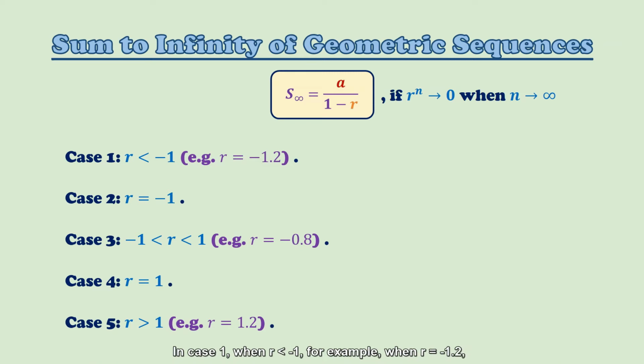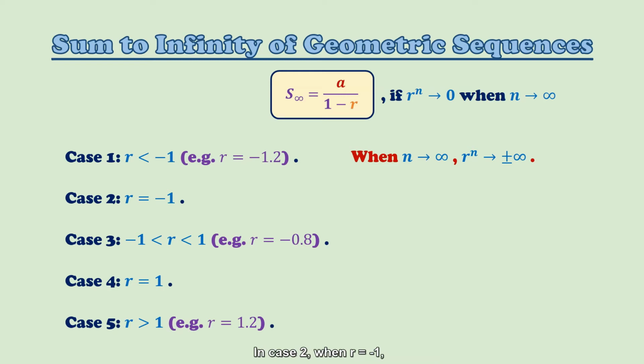In case 1, when r is less than -1, for example when r is equal to -1.2, then we can see that when n becomes very large, actually the value of r to the power n also becomes very large. r to the power n can be positive of a very large number or negative of a very large number. It depends on whether n is odd or even.